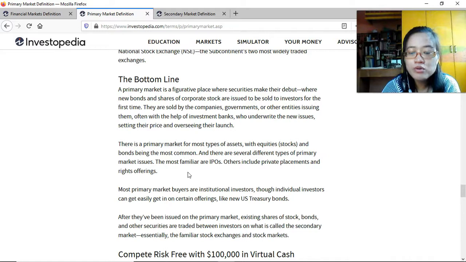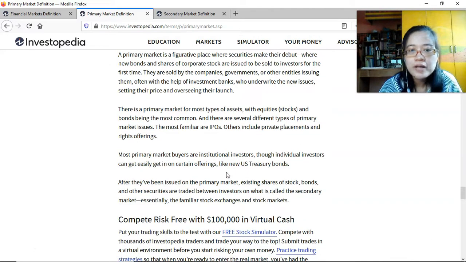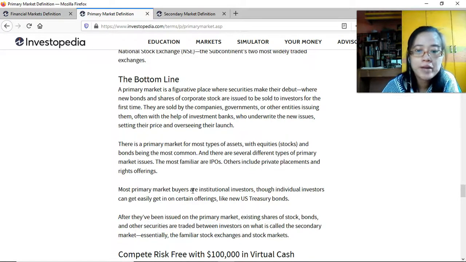There is a primary market for most types of assets, with equities or stocks and bonds being the most common. And there are several other types of primary market issues: you're familiar with IPOs, and then you have private placements and rights offerings. Most primary market buyers are institutional investors, though individual investors can easily get in on certain offerings, like U.S. Treasury bonds. After they've been issued in the primary market, existing shares of stock, bonds, and other securities are traded between investors on what is called the secondary market. Okay, essentially the familiar stock exchange and stock market. All right.